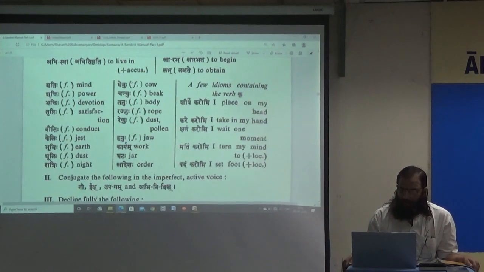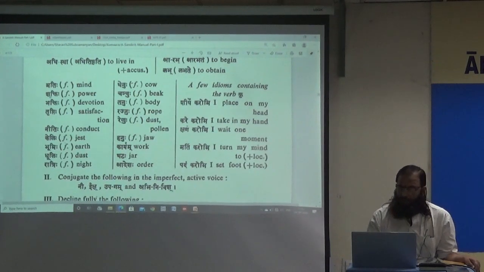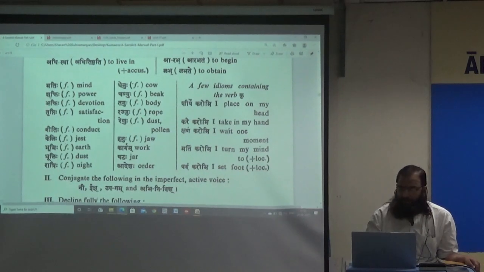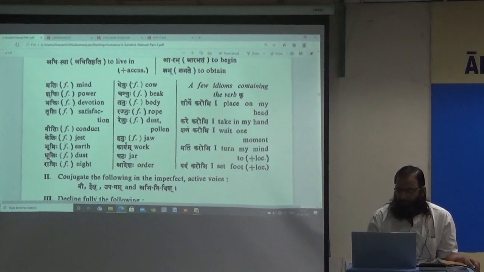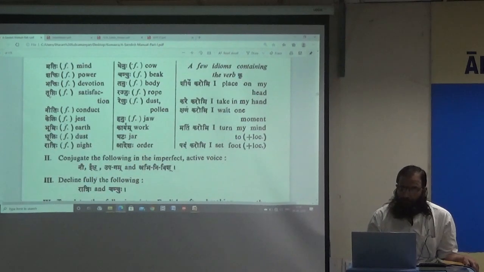Then Karyam, gataha, adeshaha. Karyam is napumsakalinga, gataha, adeshaha. A few idioms containing the verb kru: shirshe karomi, shirsha is shiras; kare karomi, kshanam karomi, matim karomi, padam karomi. Okay. Then conjugate the following.